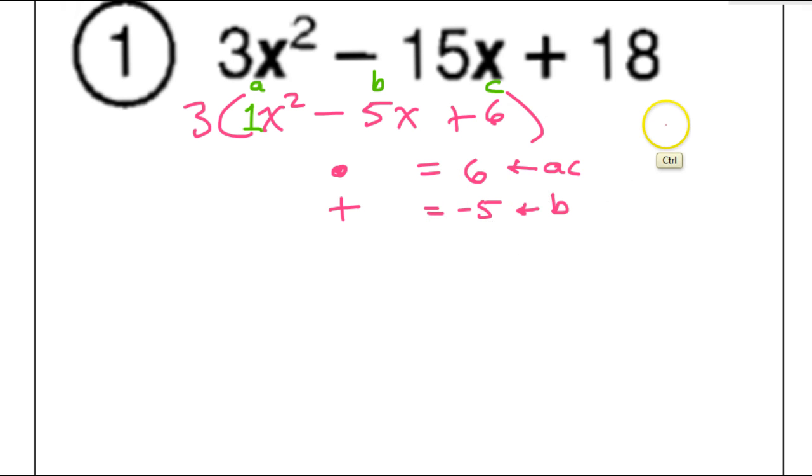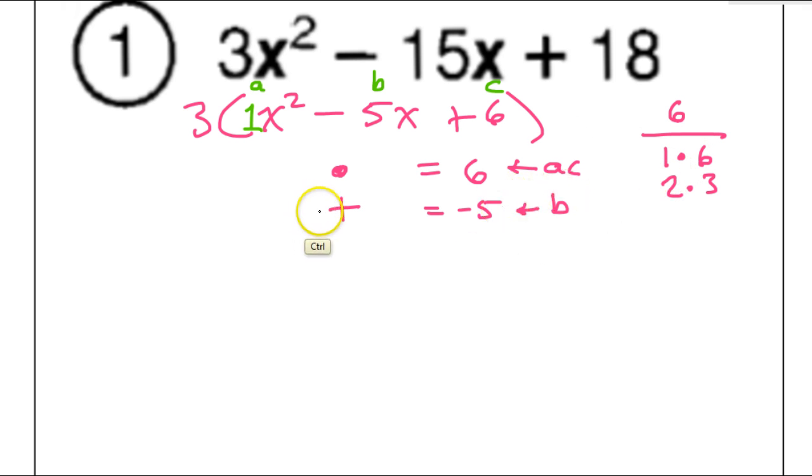So focus on the 6 for a moment. Let's think of all the numbers that we can multiply together to equal 6. So this would be 1 times 6, 2 times 3, and that's it. These are the only ways. Now, which of these can give me -5 if I choose the signs right? Well, actually both of them can. So let's try them one at a time.